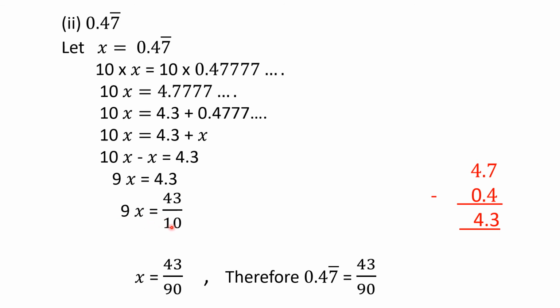Now this 9 goes to the other side, becomes division and multiplies and becomes 90, right? So x is 43 by 90, okay? So x is what? x is 0.47 bar. So we can say therefore 0.47 bar is 43 by 90. So can you see the given question we expressed it as p by q form, okay?